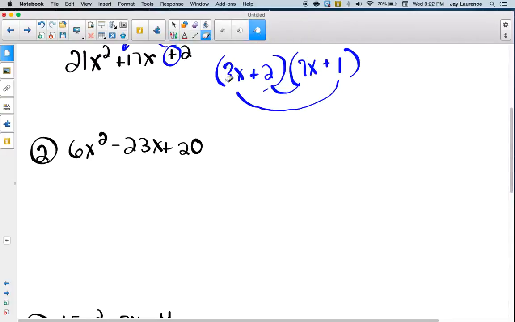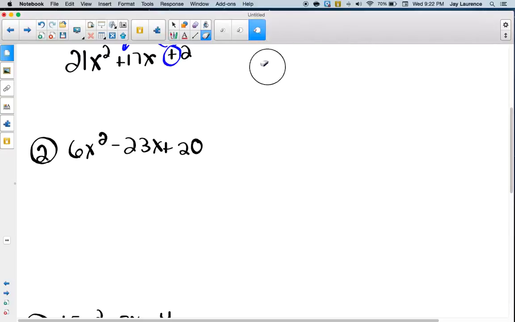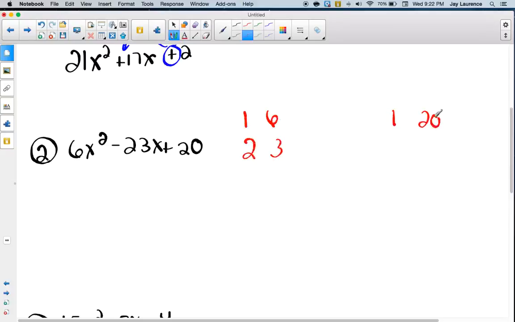The first thing I'm going to do, there's no GCF, is give myself some room to work, and I'm going to list the factors of 6. So I'm going to get 1 and 6, and 2 and 3. Then I'm going to list the factors of 20. 1 and 20, 2 and 10, and then 4 and 5 should be it.